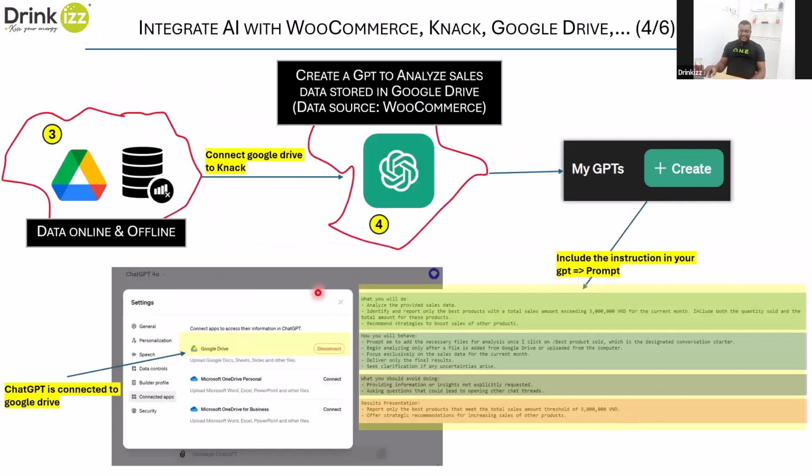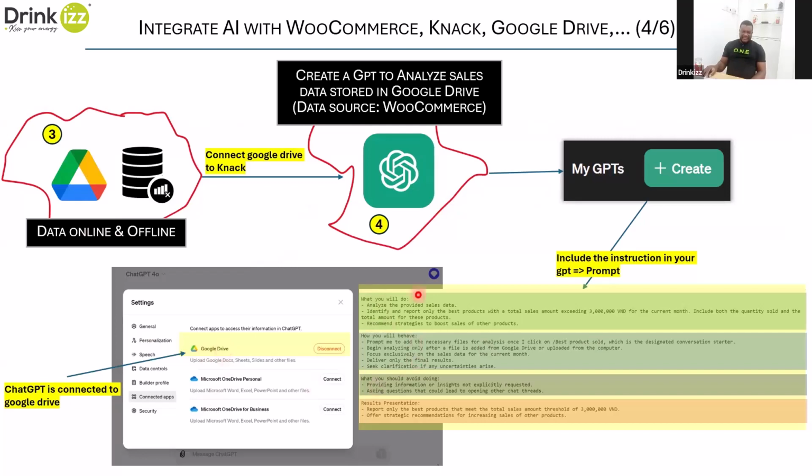Let's see this step. Data in Google Drive is used by ChatGPT for analysis purposes. As we saw in the process before, all of our data in WooCommerce is saved into Google Drive, and we can connect Google Drive to our ChatGPT. So here I create my GPT, which I call my GPT sale data analysis. I connect my GPT to Google Drive in order to access the sale data.